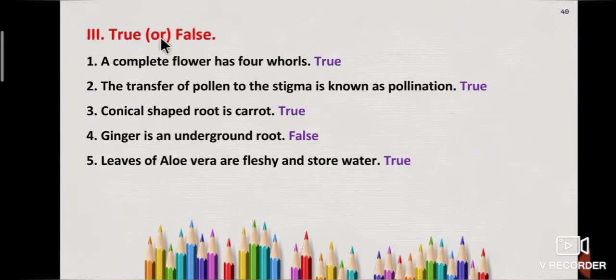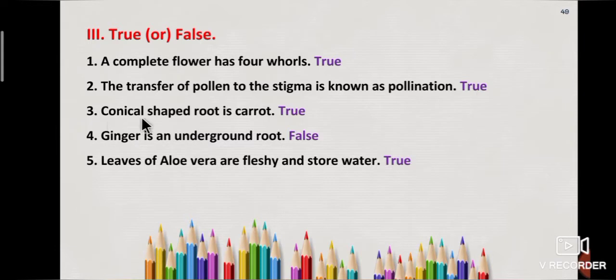Third one, say true or false. First one, a complete flower has 4 whorls. Tell me true or false. Answer is true. A complete flower has 4 whorls. Second one, the transfer of pollen to the stigma is known as pollination. True or false? Answer is true.